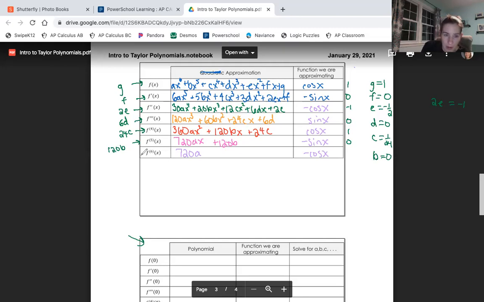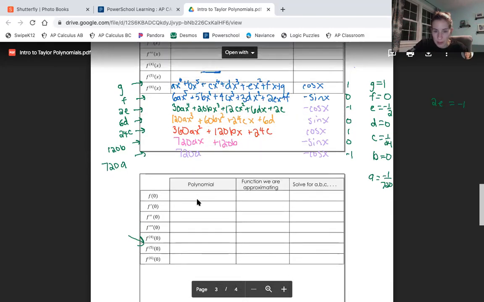One more. All right, if I plug 0 in for x into this bottom one, there's no x, so it's just 720a. And if I plug 0 into negative cosine of x, I get -1. So that lets me know that a had better be -1/720 to build this polynomial. So now I have what all the coefficients should be, so I can plug them into the polynomial and it'll provide a graph that mimics cosine.